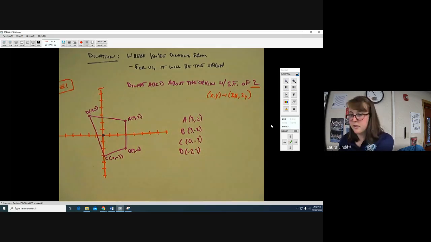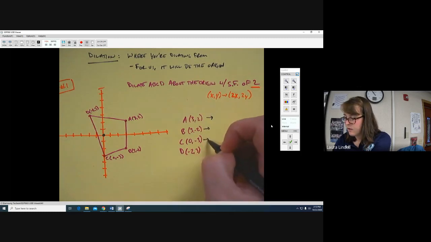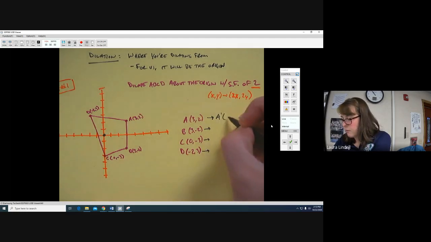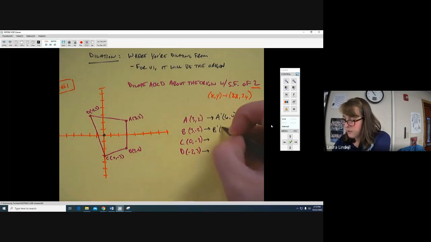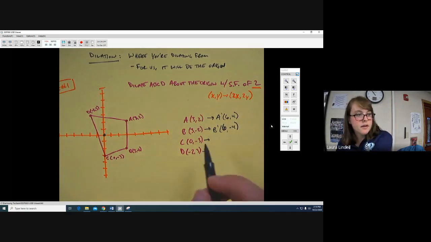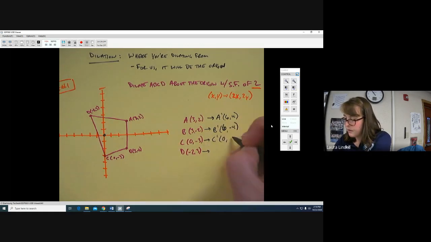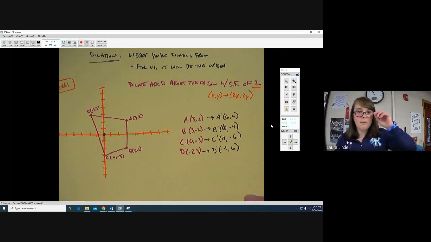So instead of these coordinates, my new ones would just be multiplied by 2. So A prime would be (6, 4). B prime would be (6, -4). 0 times 2 is still 0. So C prime would be (0, -6). And then D prime would be (-4, 6). So all I'm doing there is multiplying my coordinates by 2.